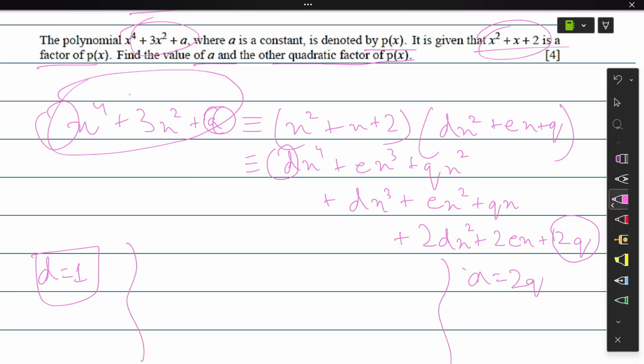Moving on, what else? Let's compare the coefficient of x squared. In the actual polynomial it is 3. In our general form of the polynomial, add up all the coefficients of x squared in the general form.